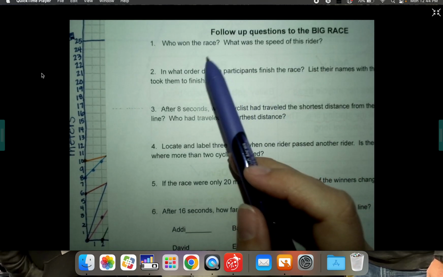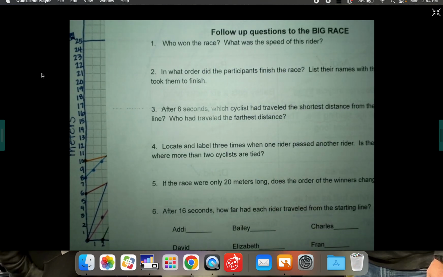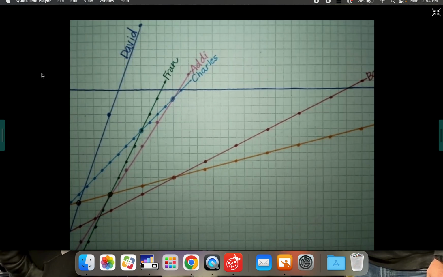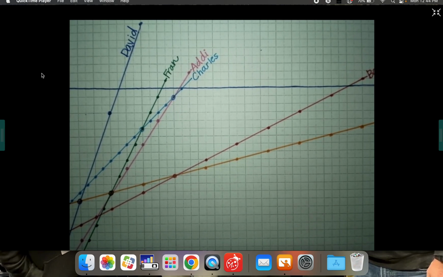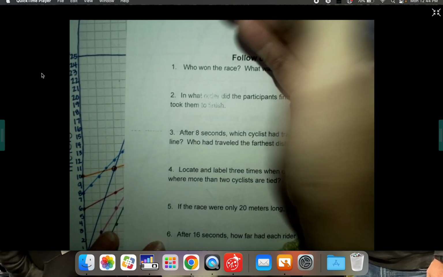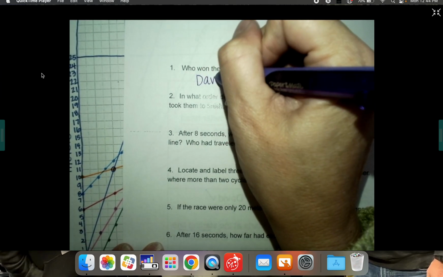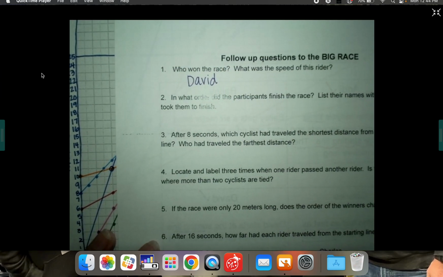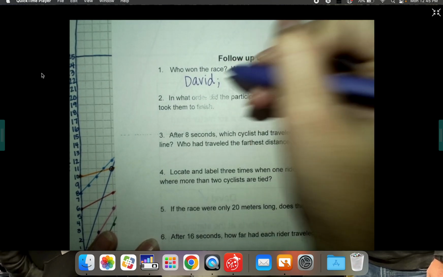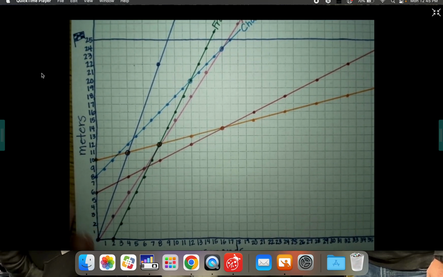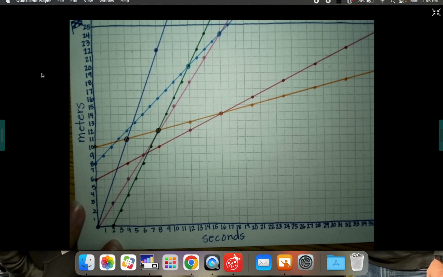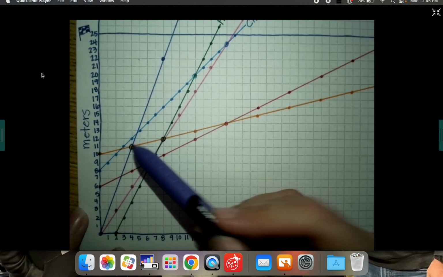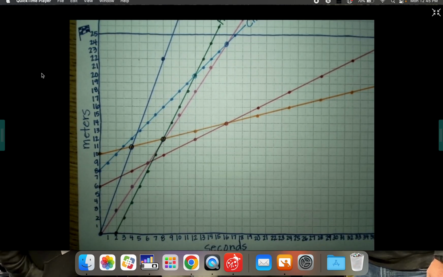Okay, question 1. Who won the race and what was their speed? Who clearly won the race? David, for sure. David's line is super steep. He absolutely won. And what was the speed? Speed is like miles per hour, or in this case, meters per second. So what was his speed or his rate? What was his rate?